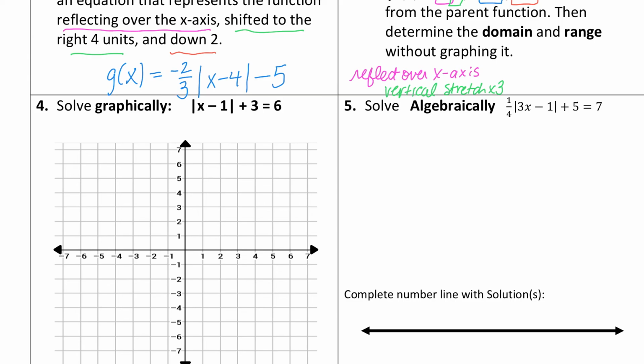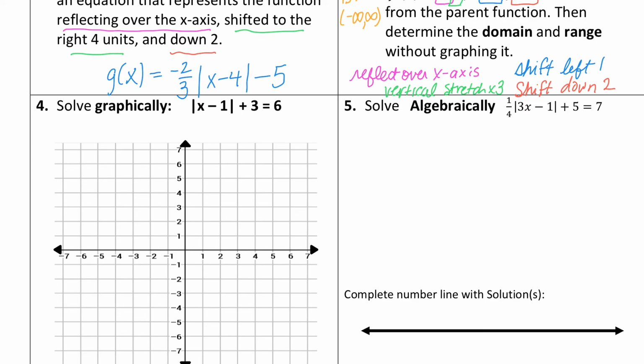The plus 1, remember that lies to you. It's going to shift to the left 1. And then the minus 2 is going to shift down 2. All right, the domain, well, again, for absolute value, your domain is always going to be all real numbers. So written in interval notation, that would just be negative infinity, infinity.